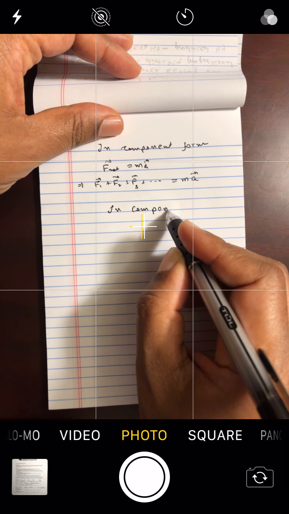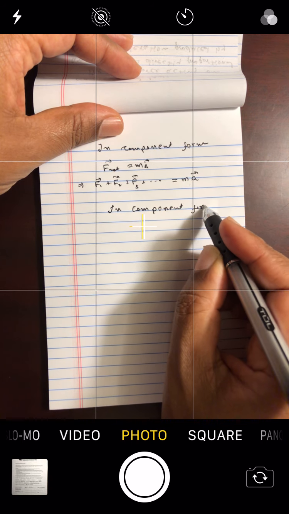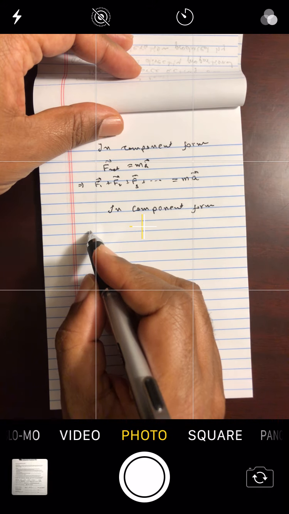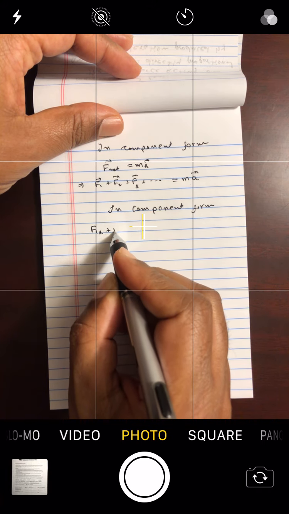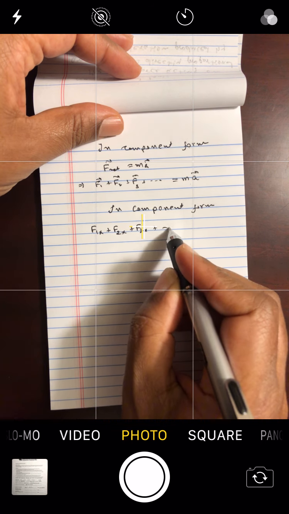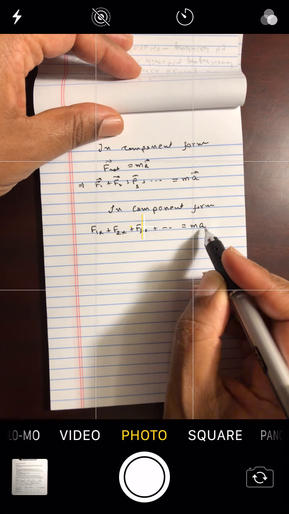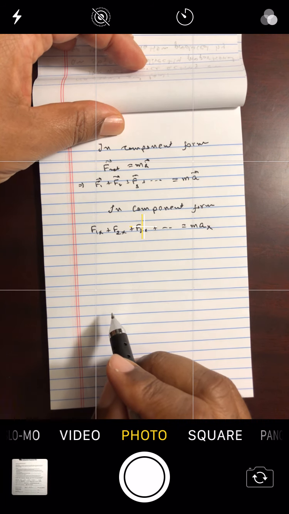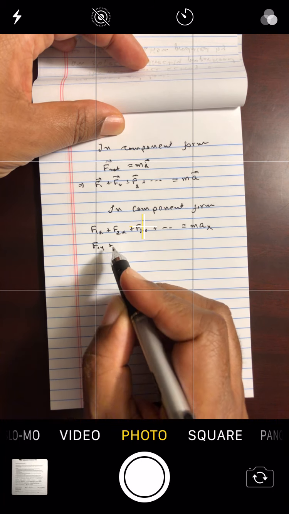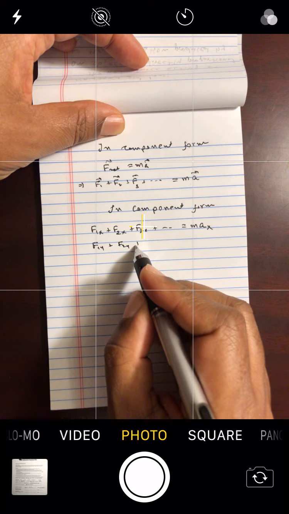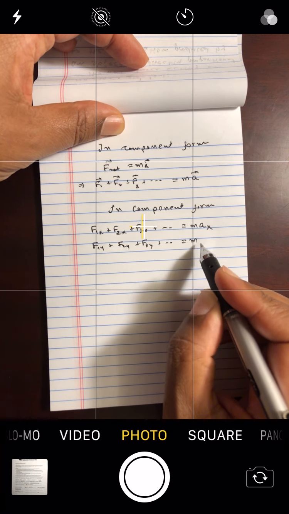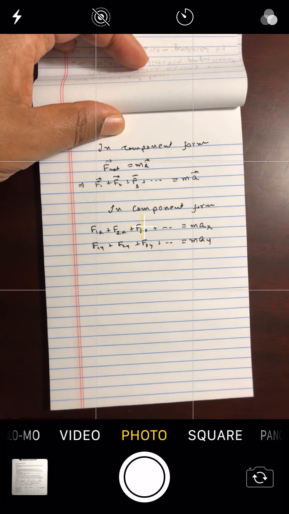So these two vectors are equal, so their x components are equal. So we can say the sum of the x components, f1x plus f2x plus f3x and so on, equals mass times the x component of the acceleration. The same thing with the y component. We have f1y plus f2y plus f3y and so on equals mass times the y component of the acceleration.